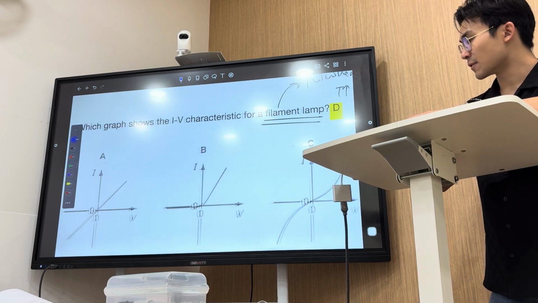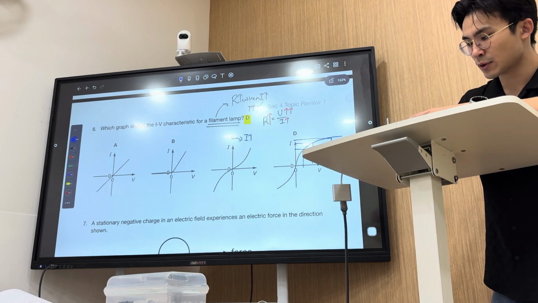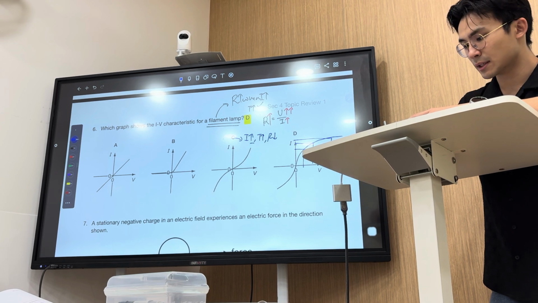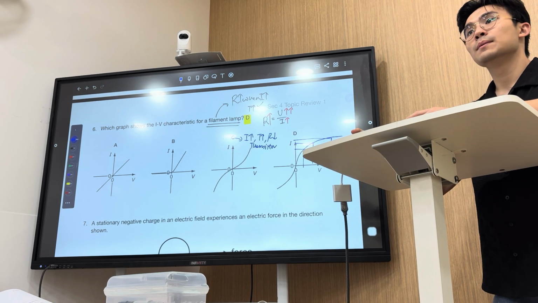What are the other three graphs? This one, when your I increases and T increases, resistance goes down, right? This is your thermistor, which I went through in current of electricity as well.